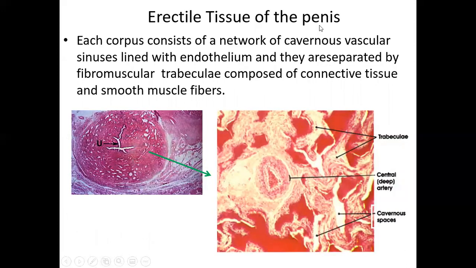For the erectile tissue of the penis, each corpus consists of a network of cavernous vascular sinuses lined with endothelium and separated by fibromuscular trabeculae composed of connective tissue and smooth muscle fiber. You can see here this is the trabecula, and this is the cavernous space. So it is in the form of cavernous vascular sinuses, with a space inside.